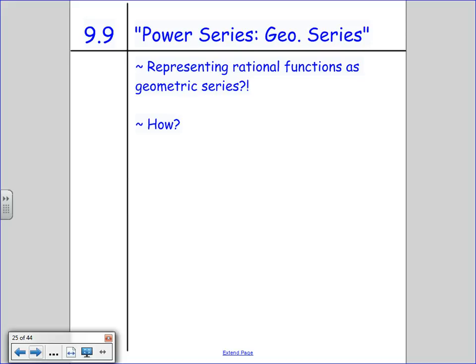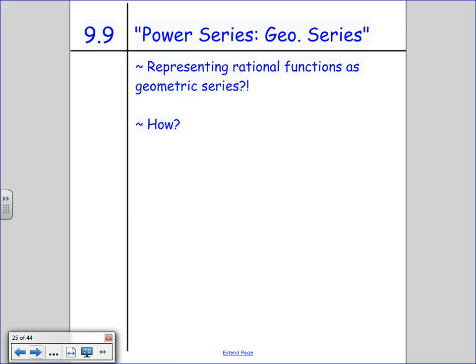Guys, what power series have we seen so far? Maclaurin, and Maclaurin ones are Taylor. Maclaurin or Taylor, they're centered at 0, right? Maclaurin and Taylor. Have we really seen any other ones? Not really.